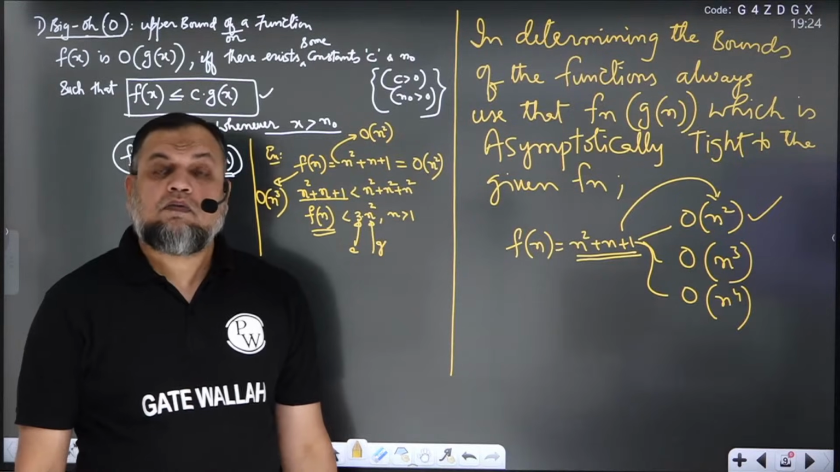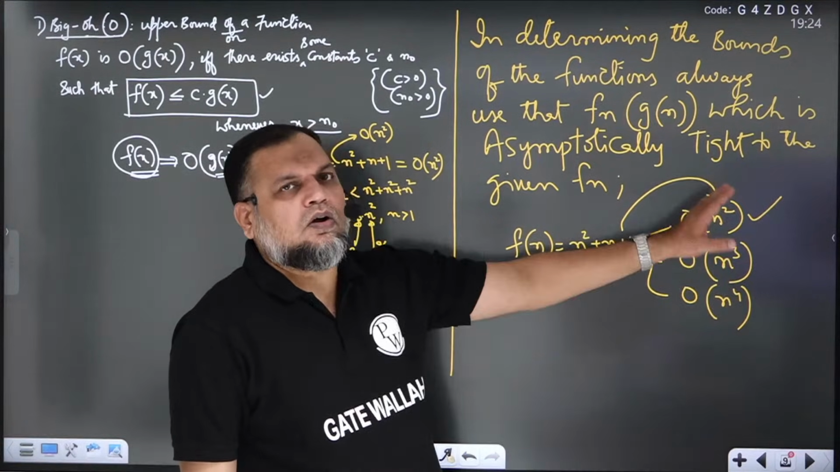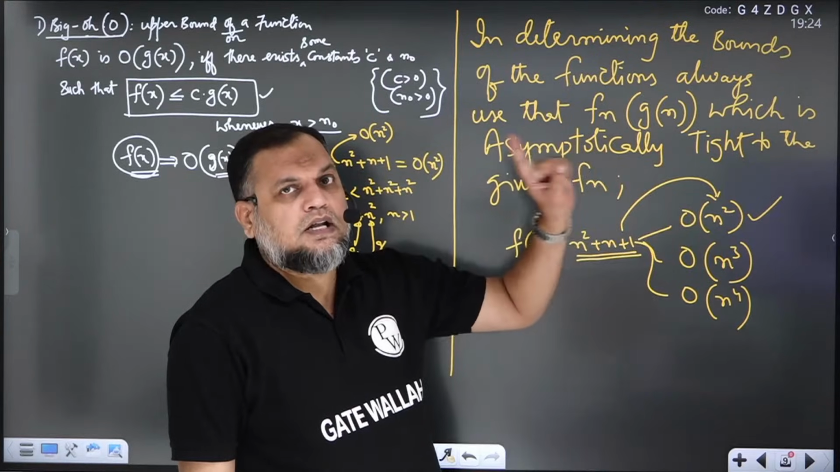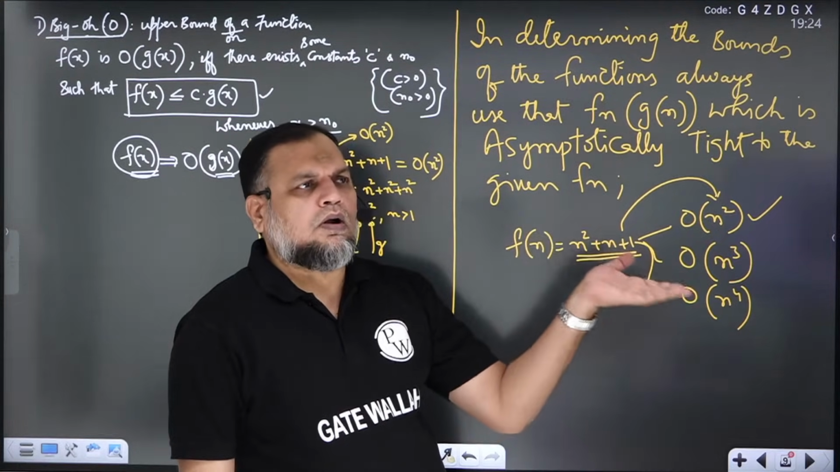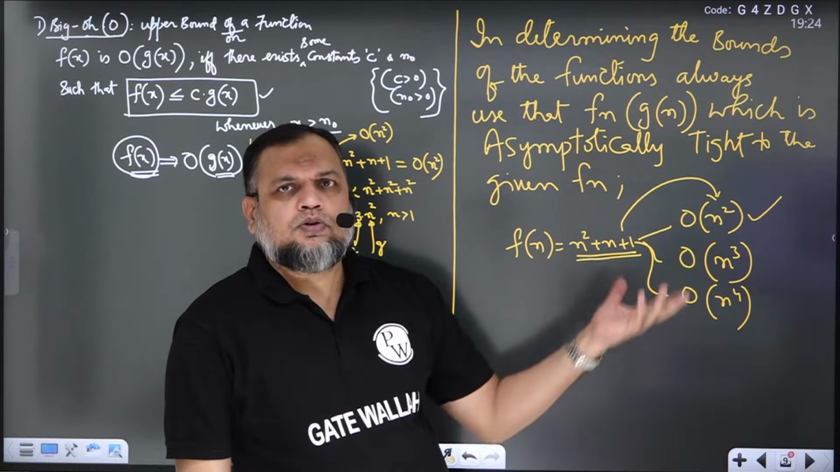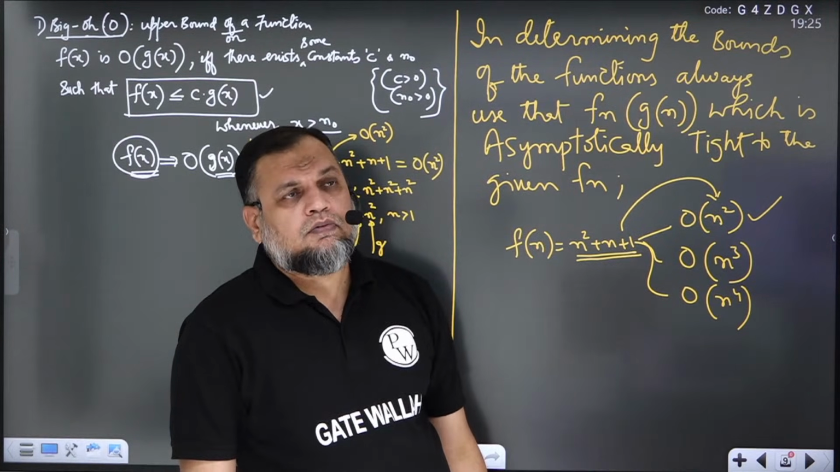Most appropriate. Otherwise, definition wise, mathematically all are correct. Mathematically all are correct, okay? Always keep this in mind: for any bound, lower or upper or whatever, you should always determine that function g of n which is asymptotically closer to the given function.